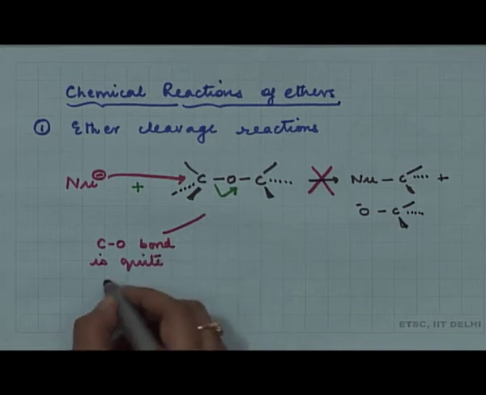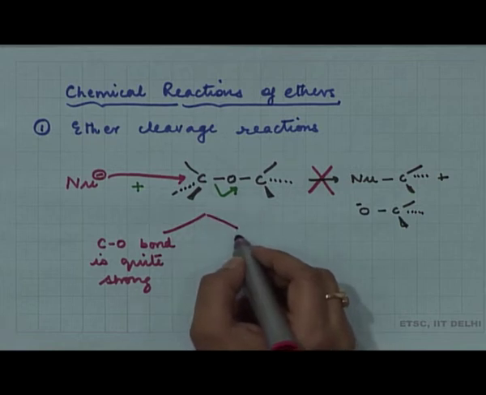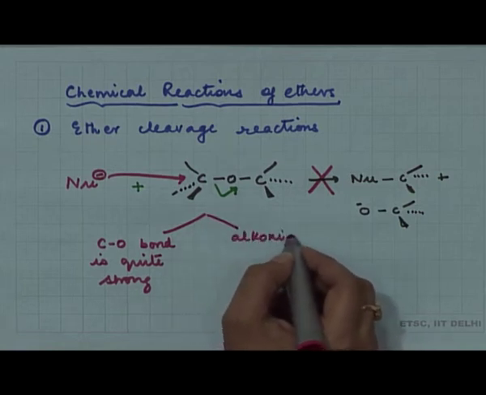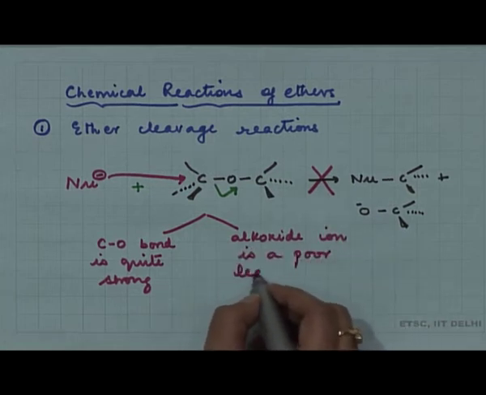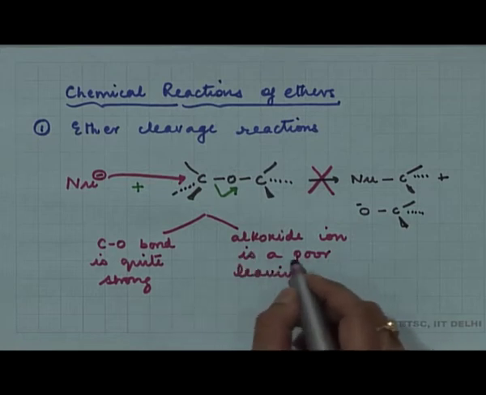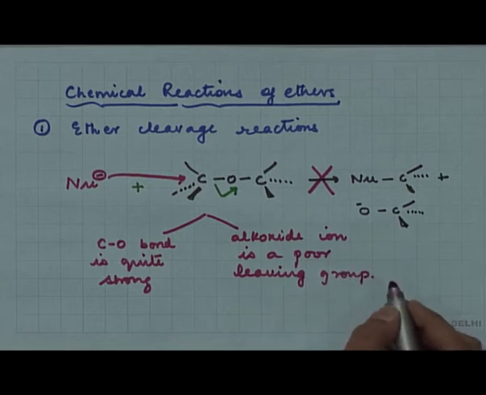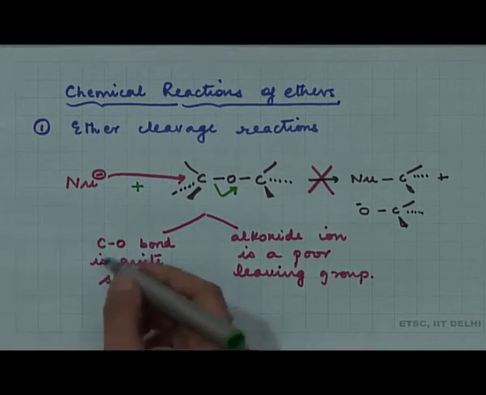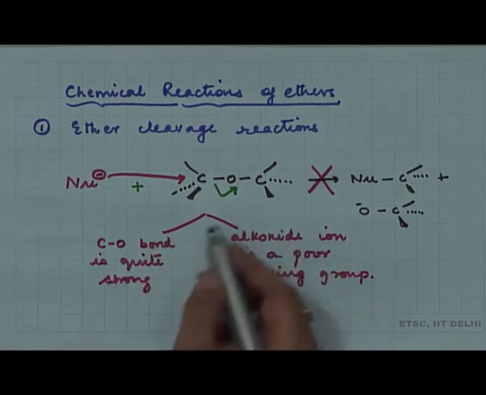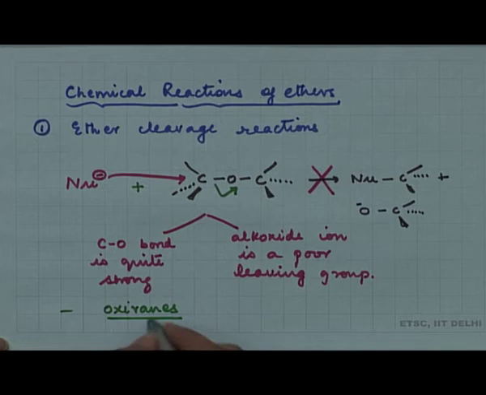right. And the second thing is that your leaving group, which is alkoxide in this case, is a poor leaving group. So, your alkoxide ion is a poor leaving group, and because of these two reasons, a direct cleavage of the C-O bond by attack of a nucleophile is very less probable. Okay. So, except for oxyranes, the ethers are not directly cleaved by strong nucleophiles. The only exception to this are oxyranes, where the C-O bond can be cleaved directly because they are highly reactive species. As I told you, it is a strained molecule.